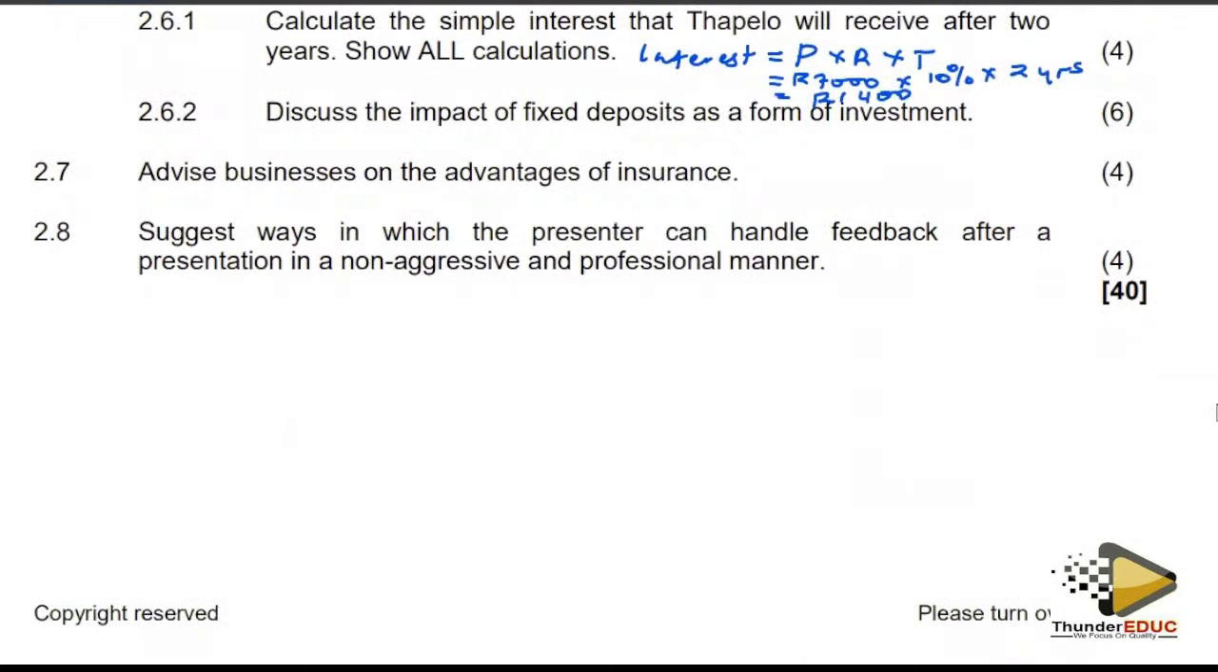Okay, right. So now let's move on to the next question, which is 2.6.2. Discuss the impact of fixed deposit as a form of investment. So now if we check the marks given, we have 6 marks, which means this calls for 3 points. And remember, since the question says you only have to give the impact, you can include the positive as well as the negative. Also remember, grade 12, I always tell you that you should pay attention to action verbs. Like now, the question says that you must discuss. You must know the expectation when the question says discuss.